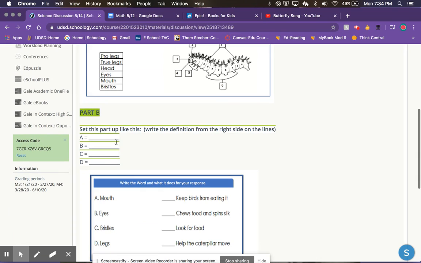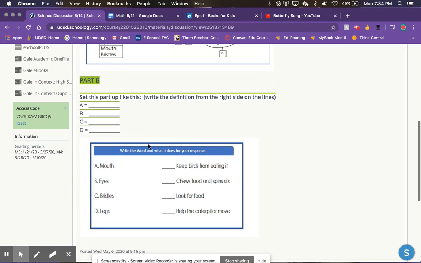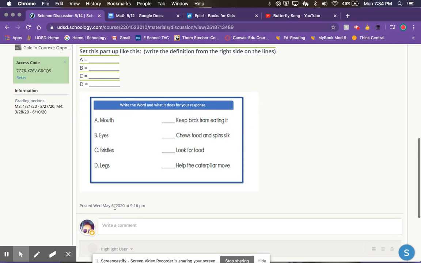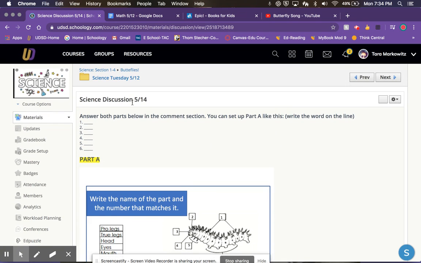Part B, set this part up like this. A equals this, B equals this, and write the definition. So a mouth, does it keep birds from eating it? Does it chew food and spin silk? Does it look for food? Or does it help the caterpillar move? You're going to put A, mouth would be chews food and spin silk. Okay, B are eyes, C are bristles, and D are legs. Not too difficult. It is important that you learn the parts of the caterpillar's body though.